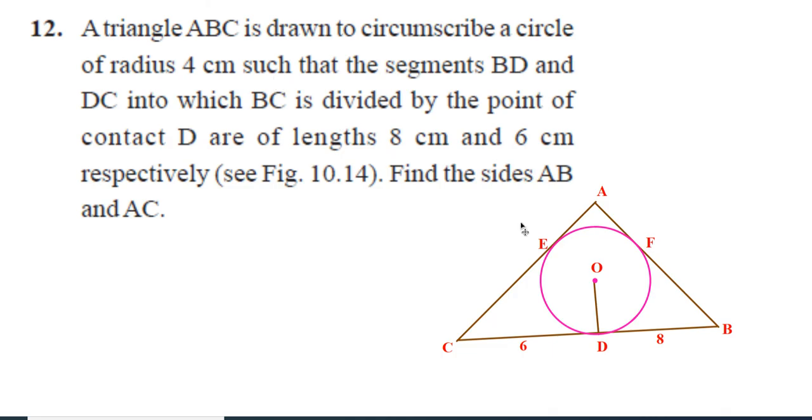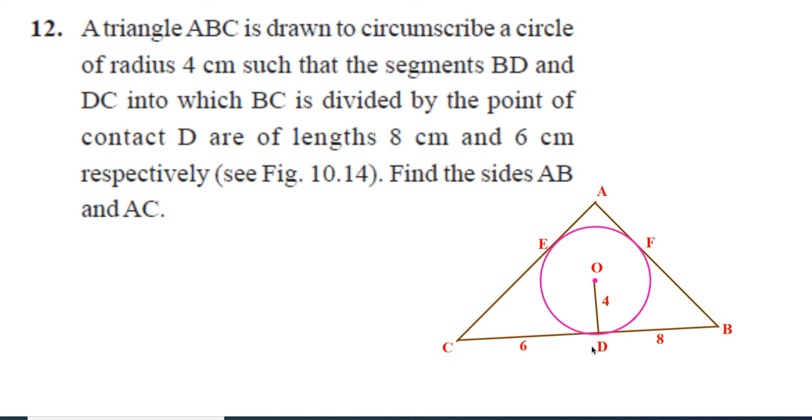Here triangle ABC is drawn to circumscribe a circle of radius 4 cm. That is, OD is equal to 4 cm. It divides BC into BD and DC, the lengths into which BC is divided by the point of contact D, of length 8 cm and 6 cm. Find the sides AB and AC.